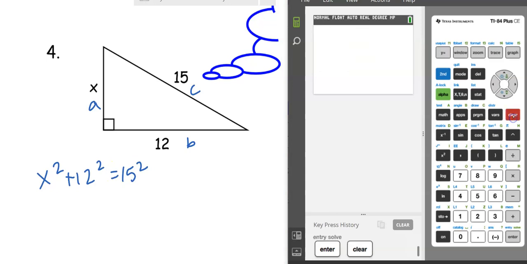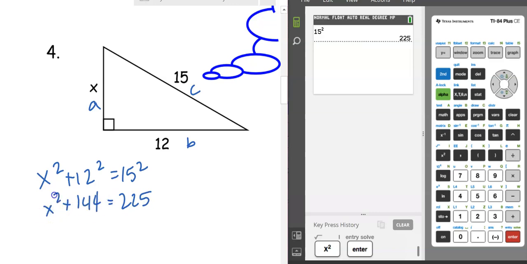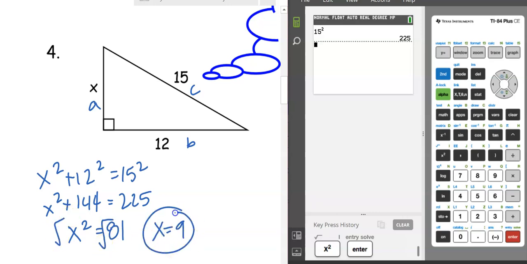Okay, so if we're going to find this, you would do 15 squared, which is 225. 12 squared, which is 144. Okay, then you're going to subtract 144, and that gives you 81. And the opposite of a square is a square root, so x is 9. So that missing side is 9.